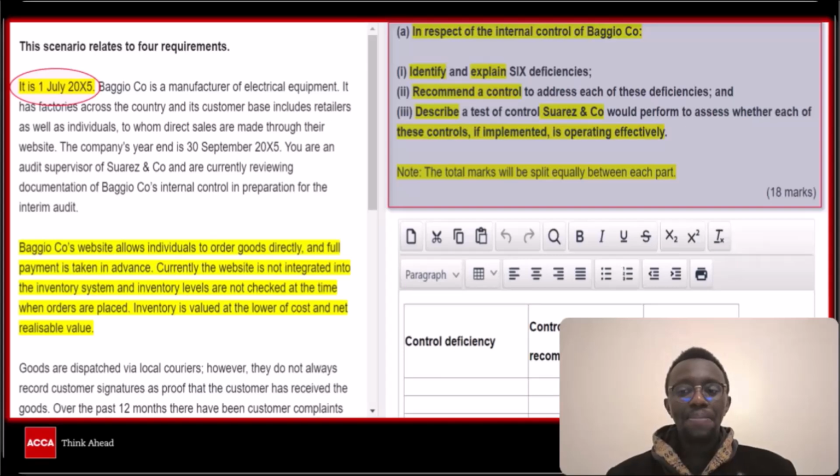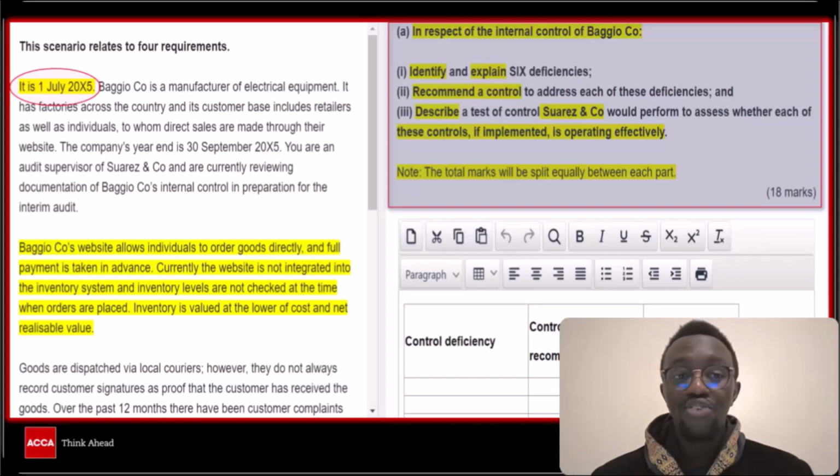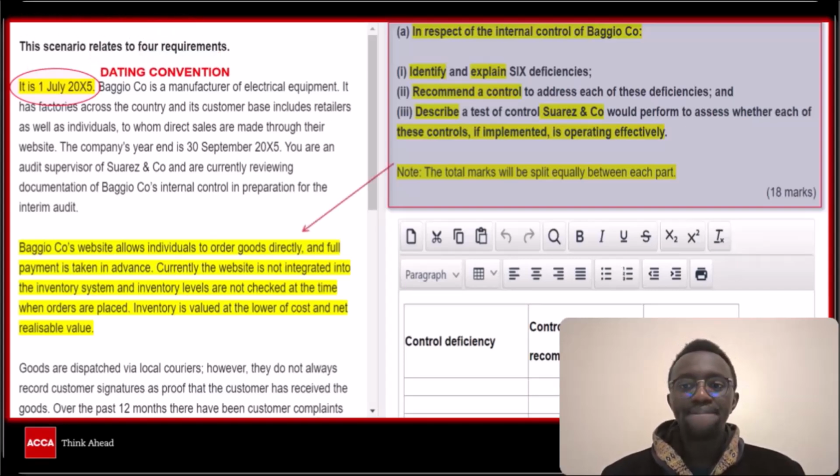Okay, now this application of this consistent dating convention will allow a candidate to be able to quickly determine where they are in the audit process. So it's also, for instance, in this question, you realize it's 1st of July, but if you look at the company's year end, it's 30th of September. So you realize we are actually months before the year end, which means we are still within the interim stage, all right, of the audit. We might be conducting an interim audit now. So let's move on. So that's what we call the dating convention.